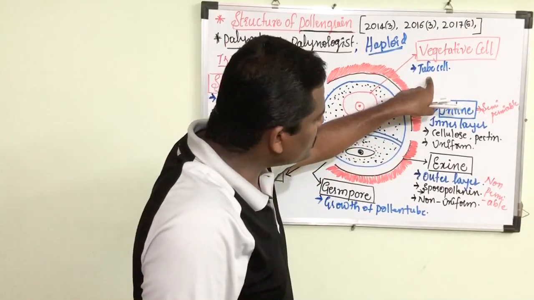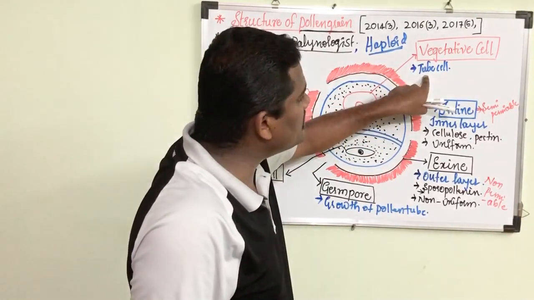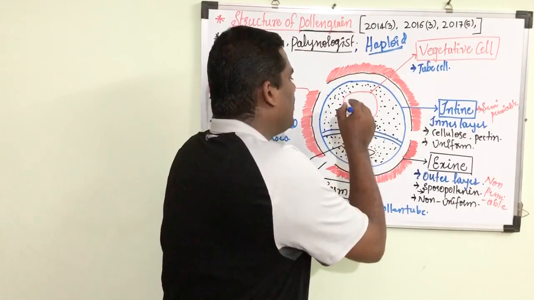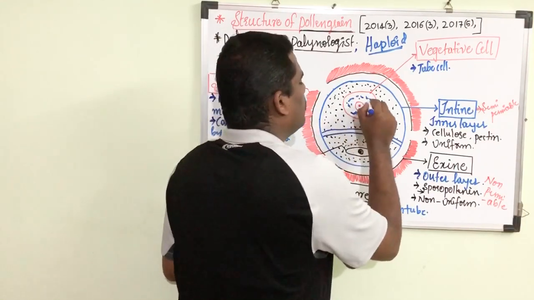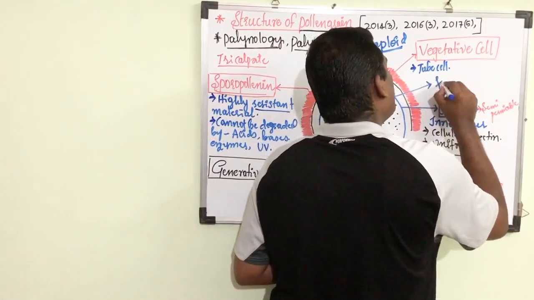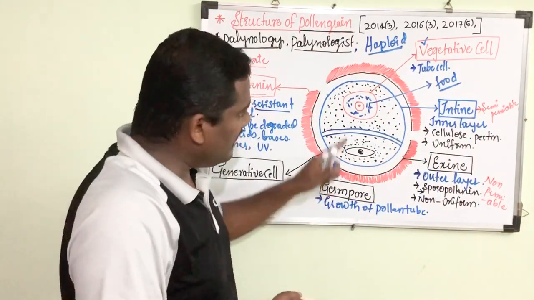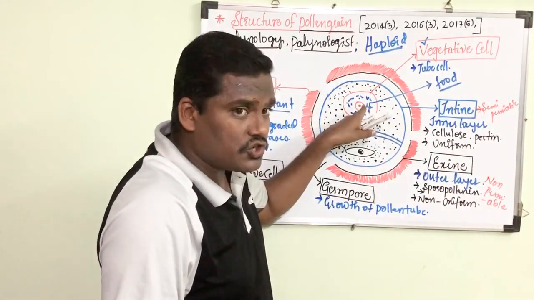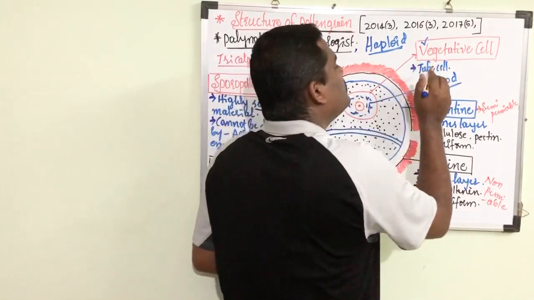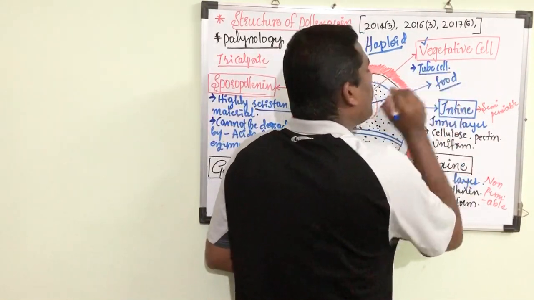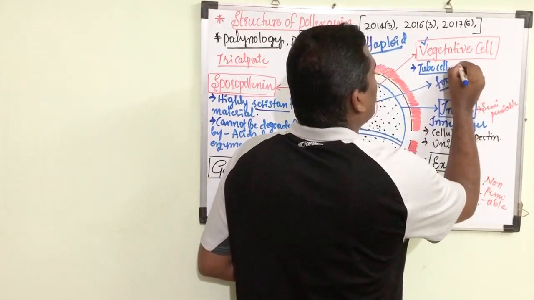And the name itself giving the meaning, vegetative cell, that means here plenty of food is stored. That is why it is called vegetative cell. And in future, after pollination, this cell will germinate into a pollen tube. That is why it is called tube cell.